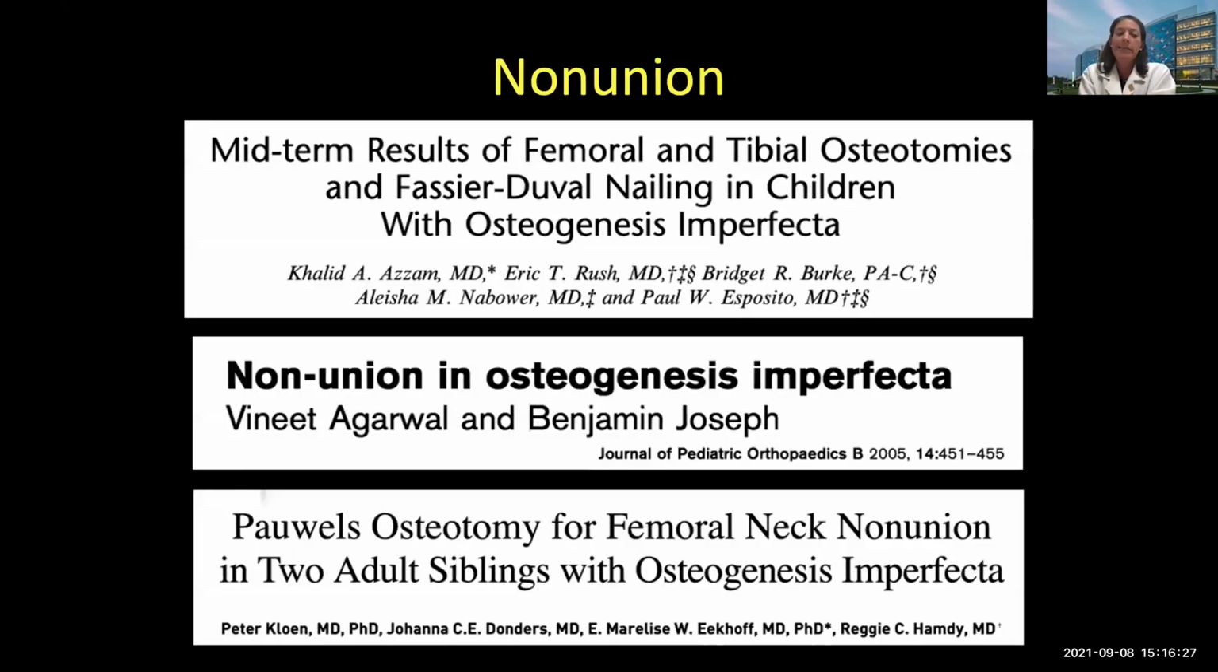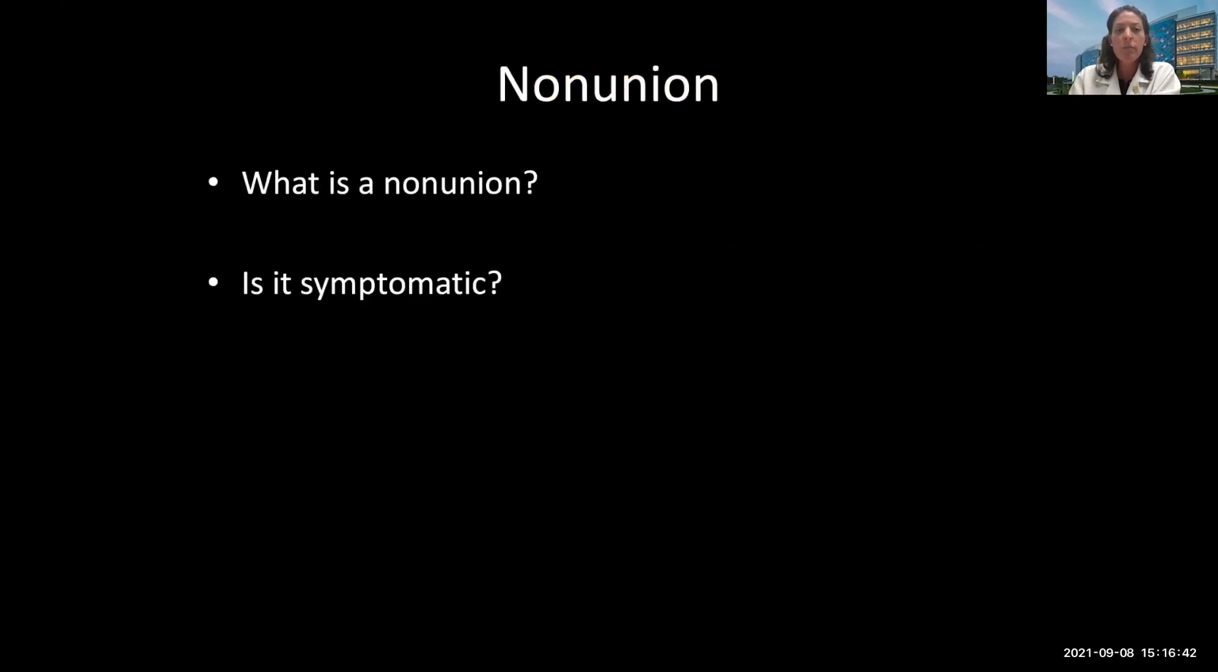Moving on to the next challenge on the list. The next significant challenge we'll discuss is non-union. And this has been fairly well described in the orthopedic literature in the setting of OI. And you know, it introduces two questions that are important. One, what is a non-union? How exactly do we define a fracture or an osteotomy that hasn't healed? And is it causing any symptoms?